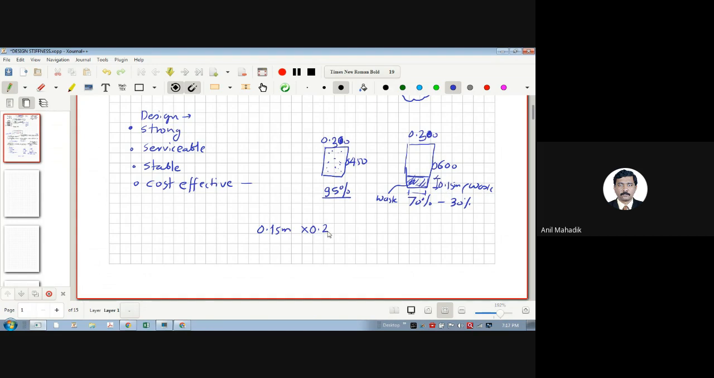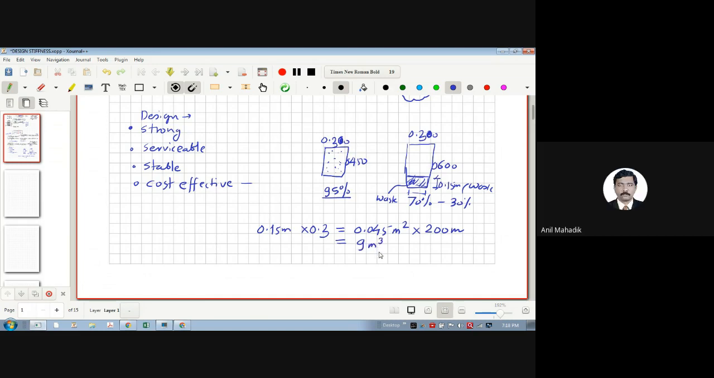0.15 into 0.3, कितना आएगा ये? It is meter square. Now let's say in your building, you are having different beams like this, and the length of the beam is, let's say including all, total 200 meters. Okay, so ये कितना आएगा multiplication? 9 meter cube. So it will be 9 meter cube.